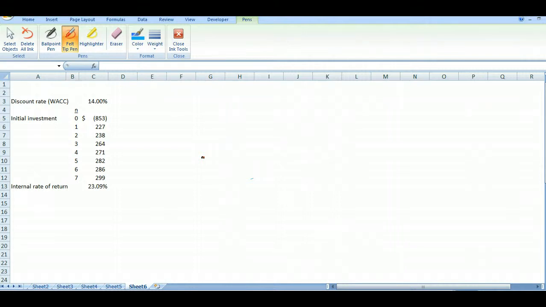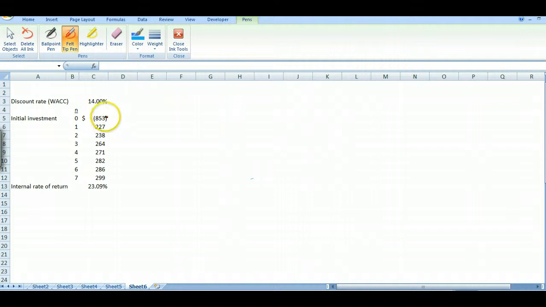Well, you can see I have an example here, and it shows that we've got a discount rate of 14%. And you can see in parentheses I have WACC, which stands for the weighted average cost of capital. And what that is, it's the mix between debt and equity that it takes to raise the money that we need to invest in the project.